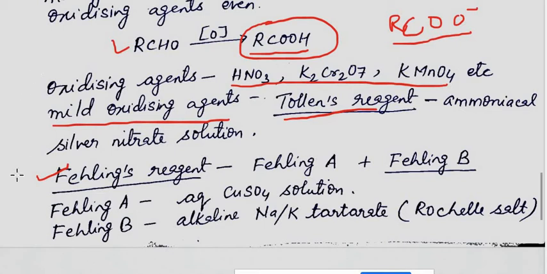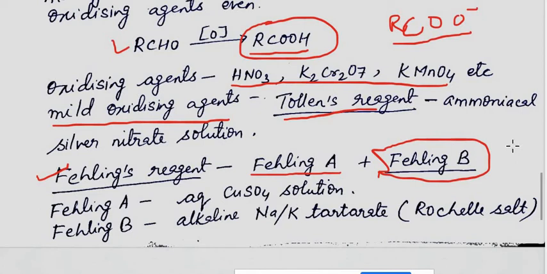This part will help you in your practical, and viva questions could be asked to you. So listen to it carefully. Fehling's reagent is a combination of two solutions, known as Fehling A and Fehling B. When we prepare Fehling's solution in the lab before testing, we mix equal volumes of both solutions and then the Fehling's reagent is prepared.